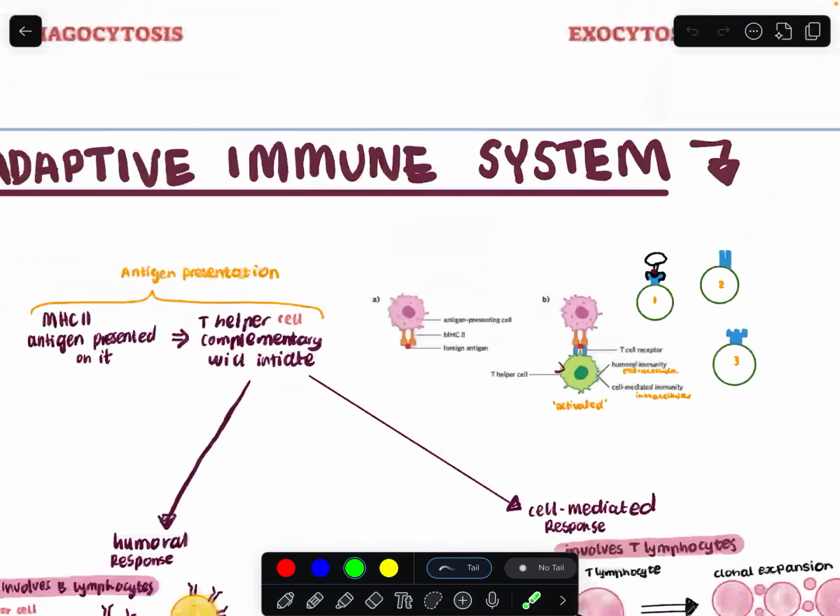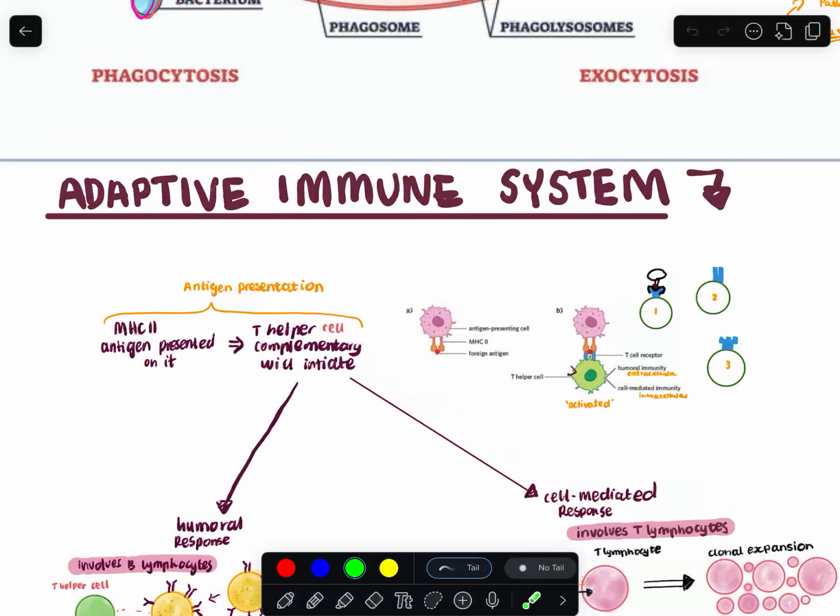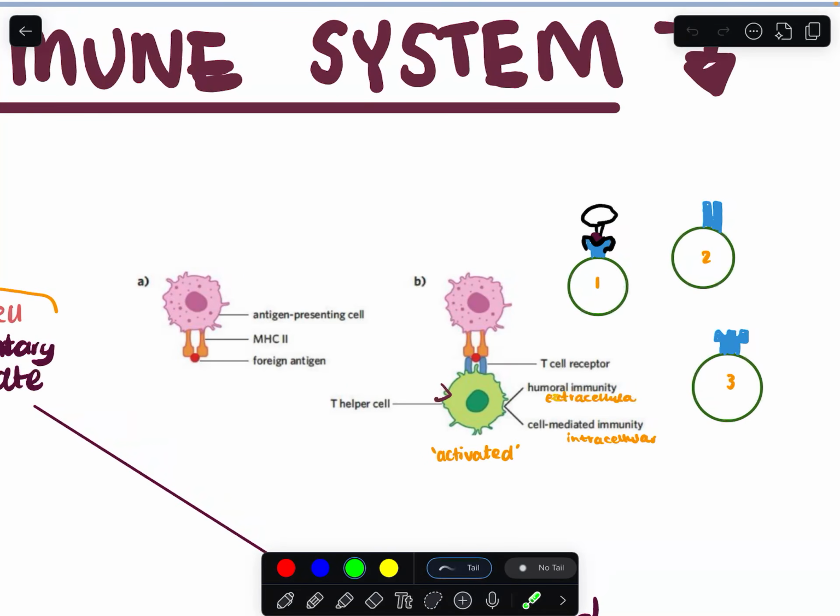This process is known as antigen presentation: the MHC2 marker is presented to the complementary T helper cell. When we talk about a complementary T helper cell, we're talking about the T cell receptor. The T helper has a T cell receptor, and this receptor has to be complementary to the non-self antigen that's being presented on the MHC2 marker.